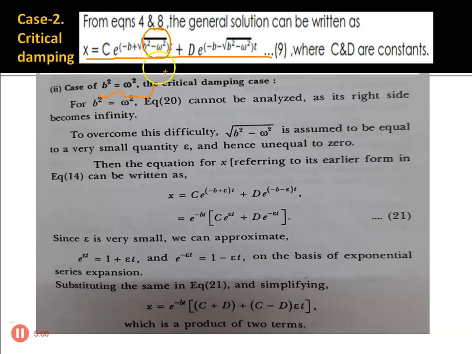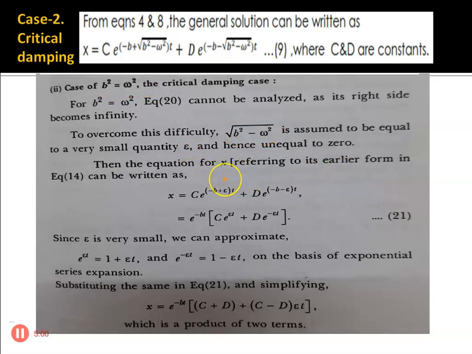So what we are going to do is consider the square root of b square minus omega square to be a very small quantity epsilon. So I am going to replace this square root of b square minus omega square with epsilon. So this general equation becomes x is equal to c e power minus (b plus epsilon) t plus d e power minus (b minus epsilon) t.